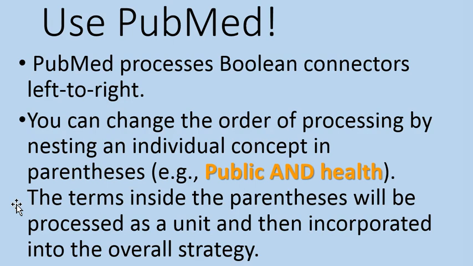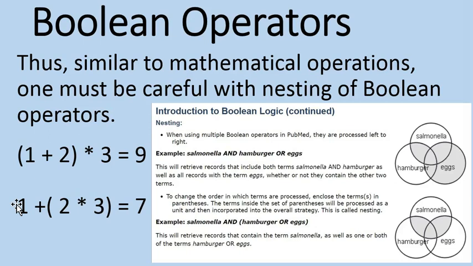You can change the order of the processing by nesting an individual concept in parentheses. For example, public AND health in parentheses. The terms inside the parentheses will be processed as a unit and then incorporated into the overall strategy. However, remember, this is like mathematical operations. One must be careful with nesting of Boolean operators. Where one puts the parentheses and the AND can make a difference in the results.